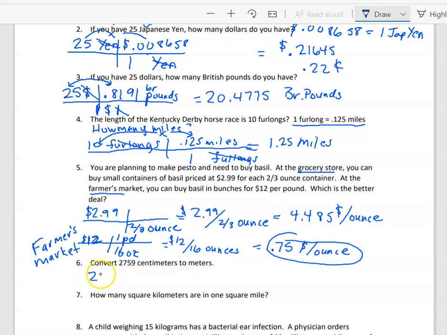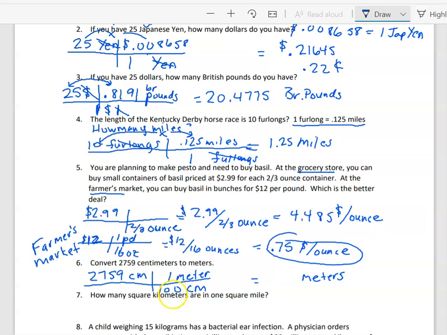So if we start out with 2,759 centimeters and we want our final answer to be in meters, we're going to have to know, well, how many centimeters are in a meter? So I want my centimeters to cancel out. And there are 100 centimeters in 1 meter.